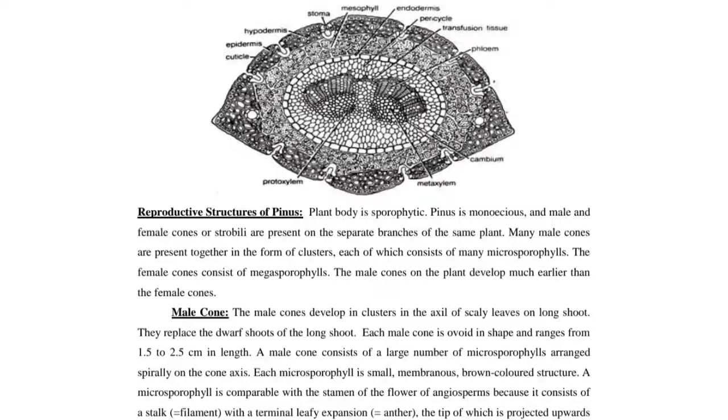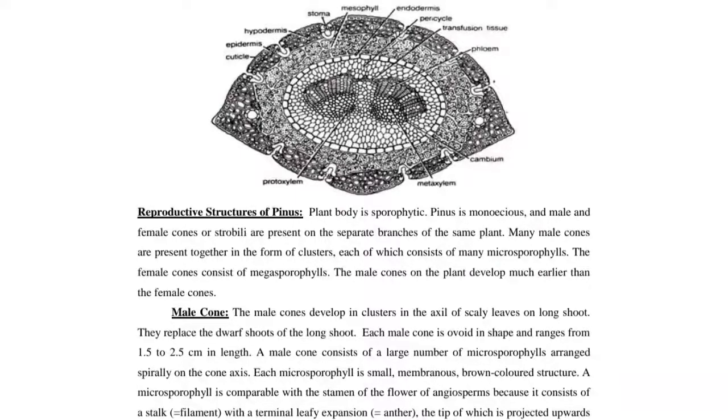Male cone. The male cones develop in clusters in the axil of scaly leaves on long shoot. They replace the dwarf shoots of the long shoot. Each male cone is ovoid in shape and ranges from 1.5 to 2.5 centimeters in length. A male cone consists of a large number of microsporophylls arranged spirally on the cone axis. Each microsporophyll is a small, membranous, brown-colored structure.